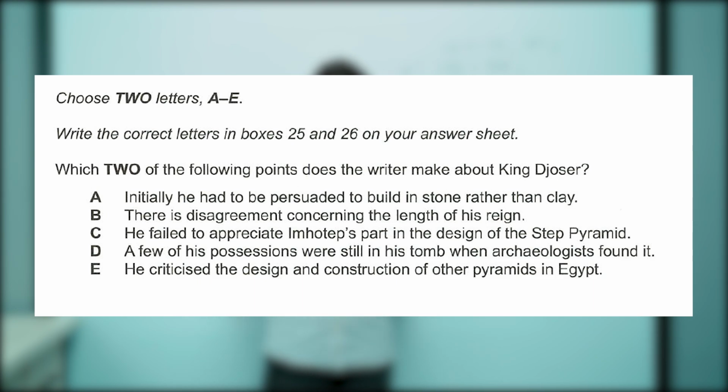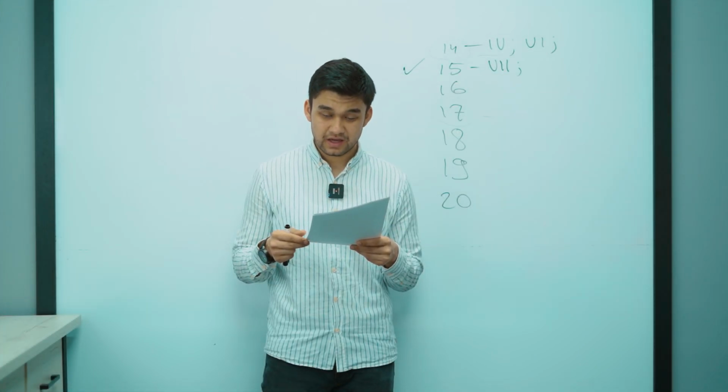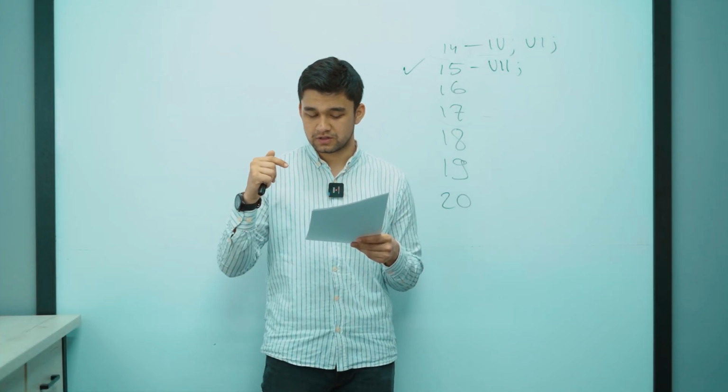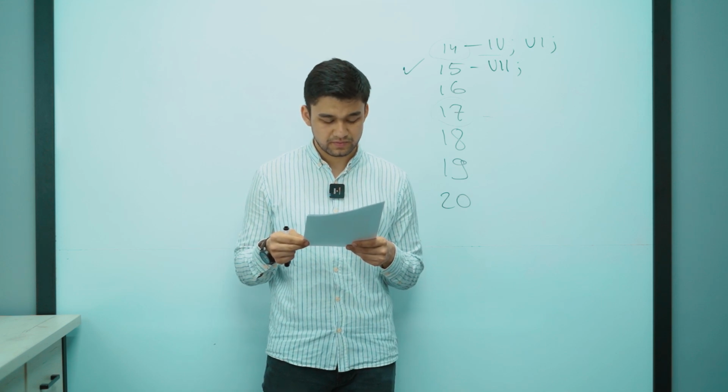Now, let's read A. Initially, he had to be persuaded to build in stone rather than in clay. Maybe you have something about that. You have to read that in paragraph B.